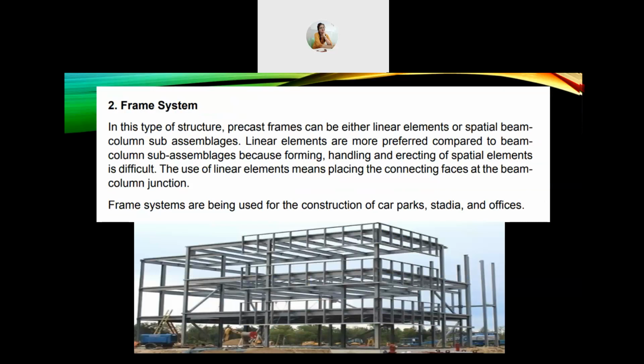Number two, frame system. In this type of structure, precast frames can be either linear elements or special beam column sub-assemblages. Linear elements are more preferred compared to beam column sub-assemblages because forming, handling, and erecting of special elements is difficult. The use of linear elements means placing the connecting faces at the beam column junction. Frame systems are being used for the construction of car parks, stadiums, and offices.